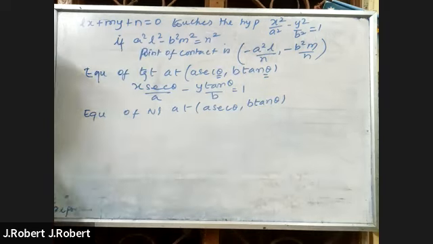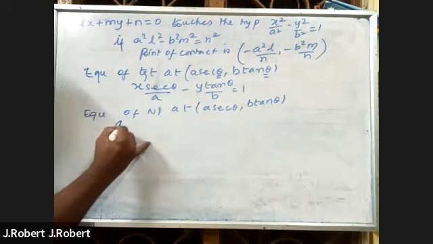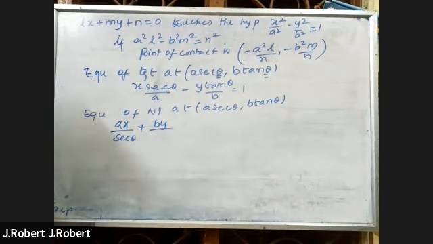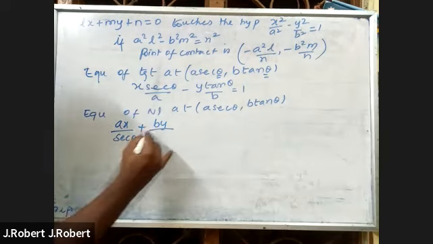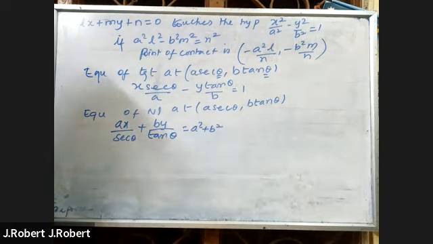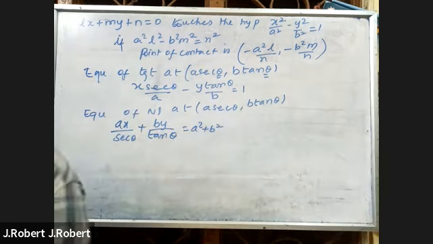For the hyperbola, at a secant theta comma b tan theta, the normal is ax by secant theta plus by by tan theta is equals to a square plus b square.